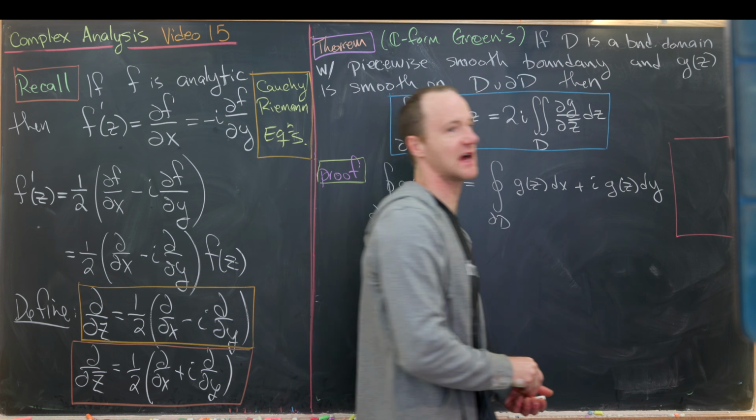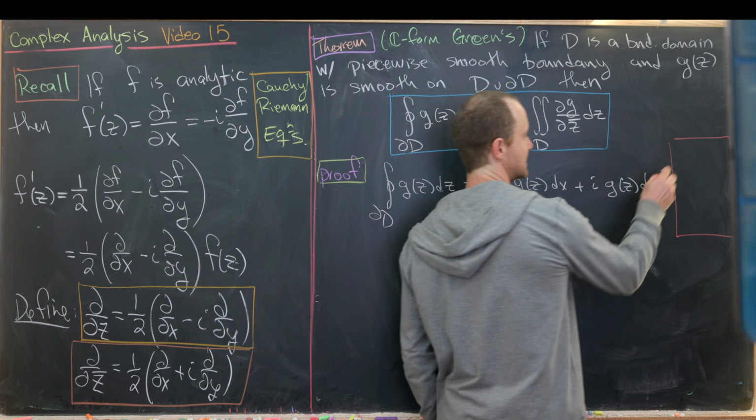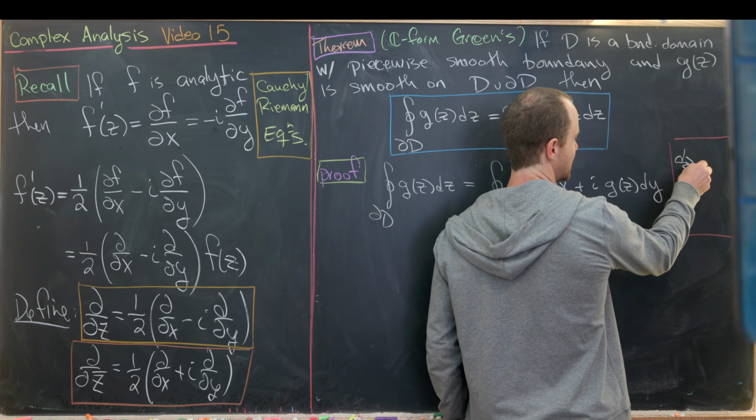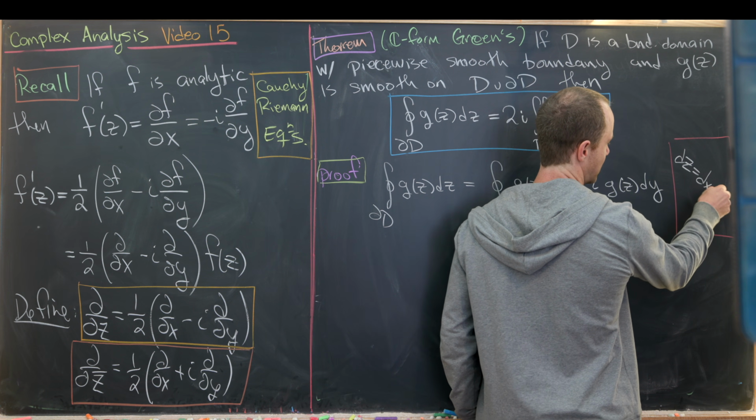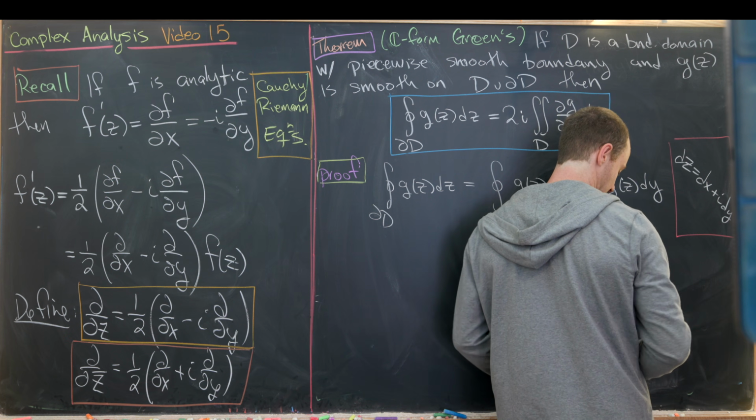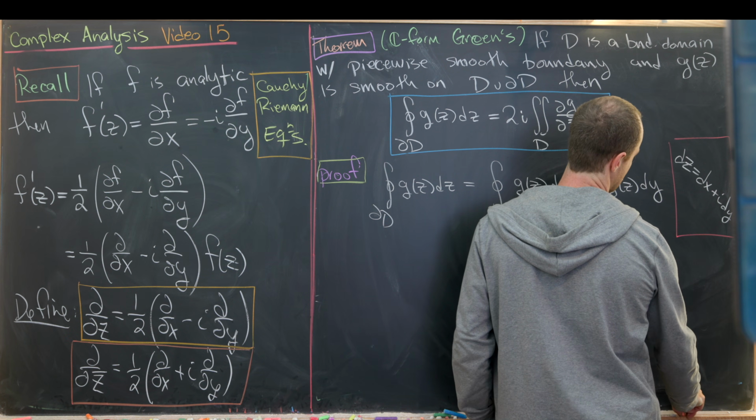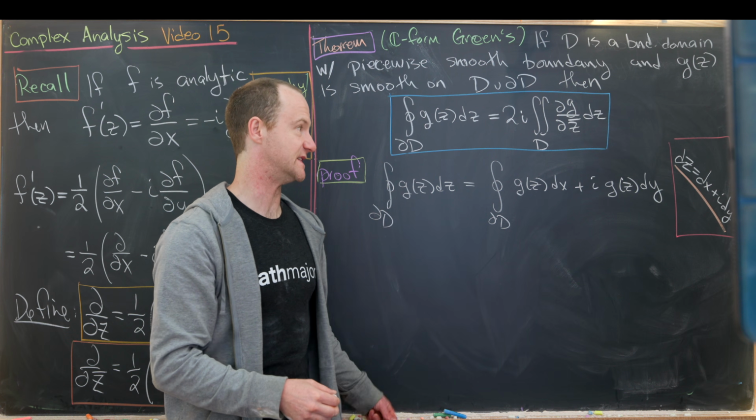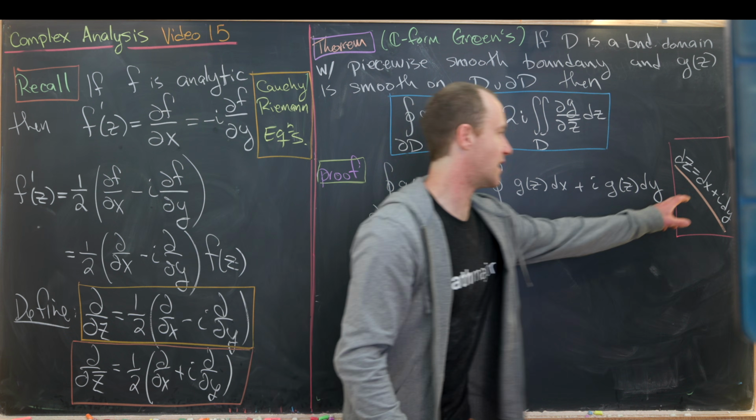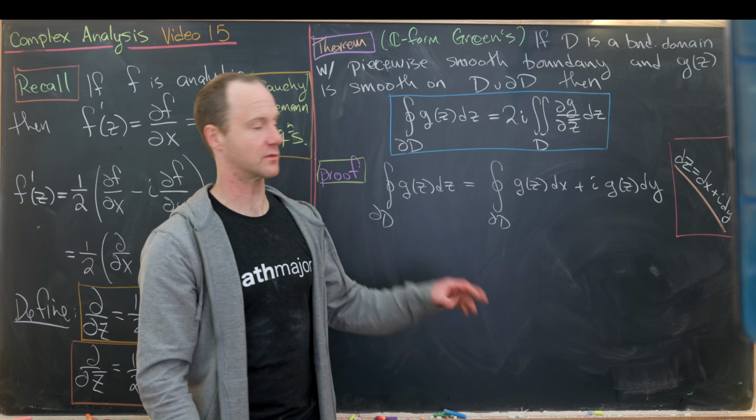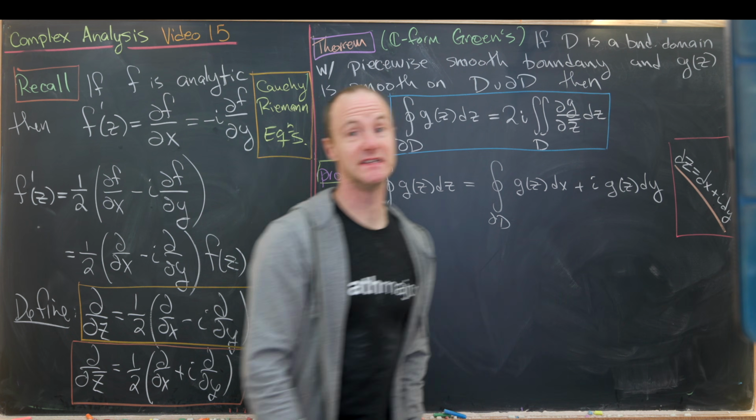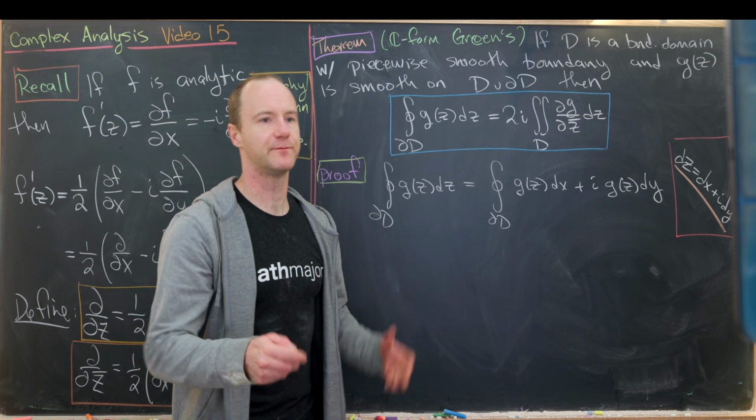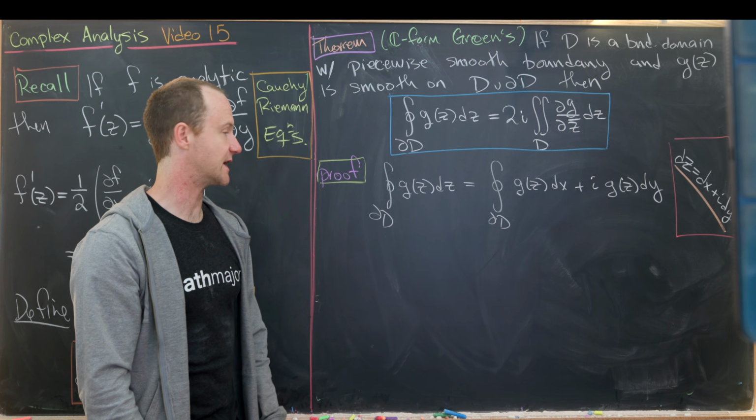Well, that's just because notationally, we've been taking dz to be dx plus i dy. So if you want to get technical, this is a complex differential one form, dz, and it's the sum of these two real forms where we've multiplied the dy real form with i. So that's a little more technical than we need to get.